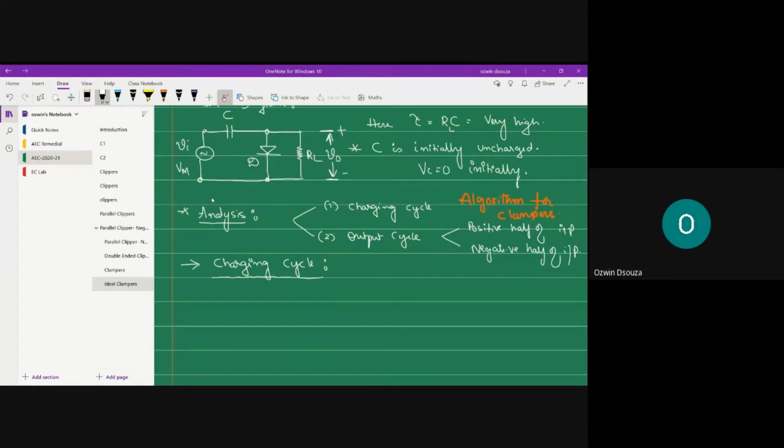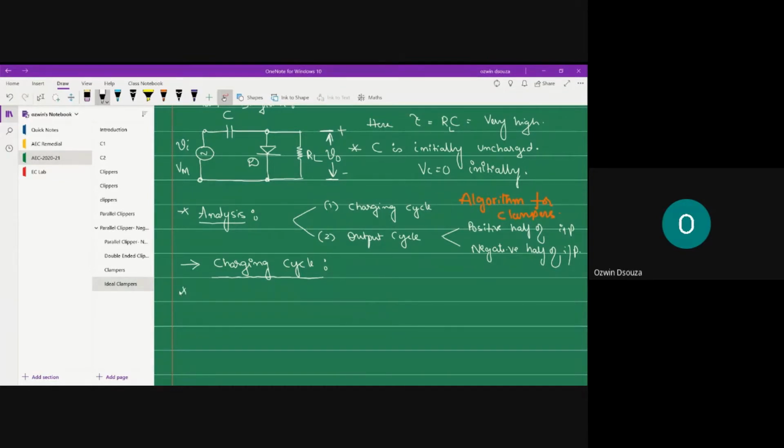Now the question is, which cycle? Does the positive half cycle make the capacitor charge, or the negative half cycle? Can anyone type the answer in the chat box? Can you try? Which half cycle makes the capacitor charge? Okay, positive. That's correct, positive.